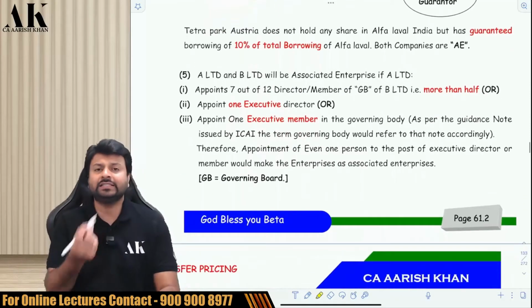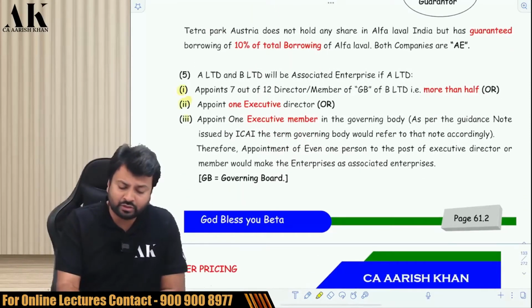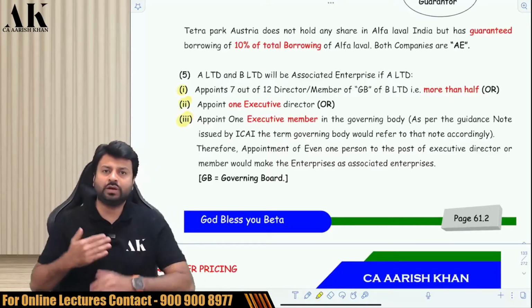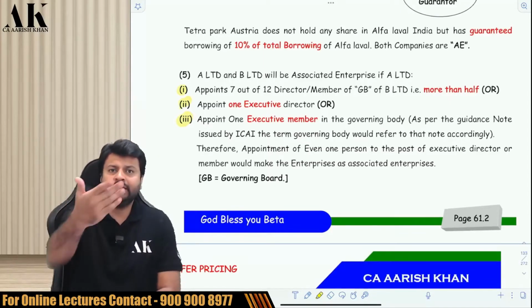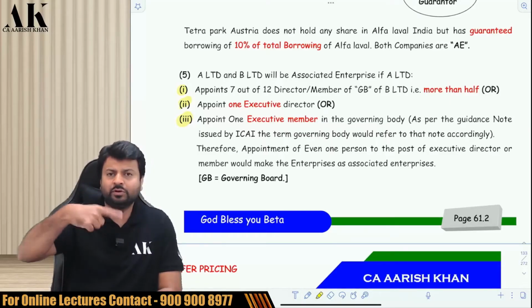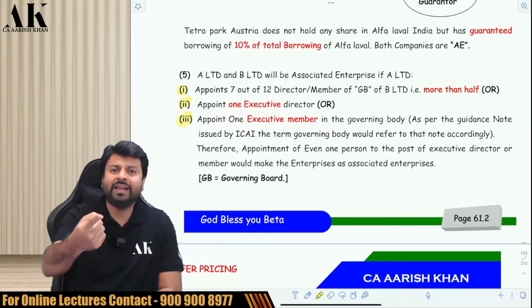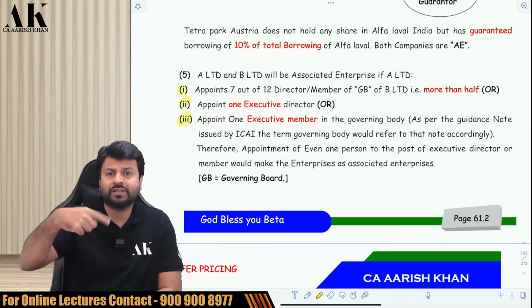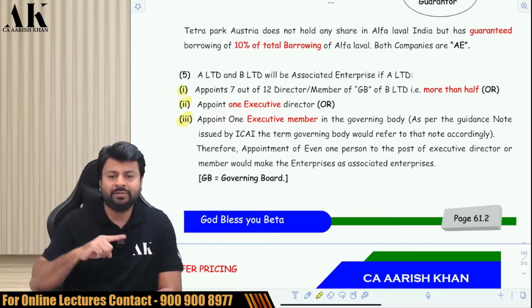Next one is a point in which there are three multiple points, 1, 2, 3. Let me explain. Suppose there are two companies, A Limited and B Limited. If A Limited appoints more than half of the directors of B Limited, then we both are deemed to be associate enterprise. Or if A Limited appoints more than half of the members of the governing board, then A Limited and B Limited are deemed to be associated.